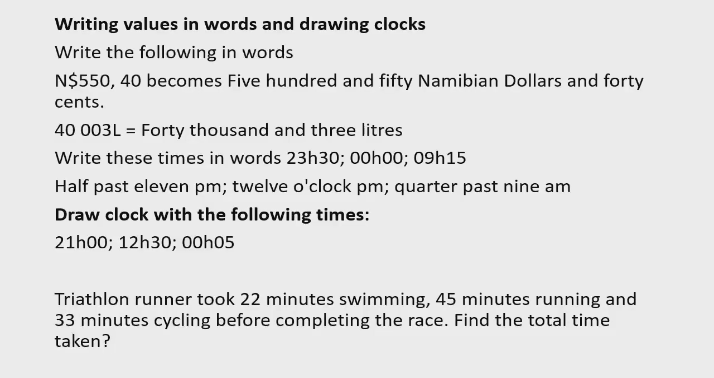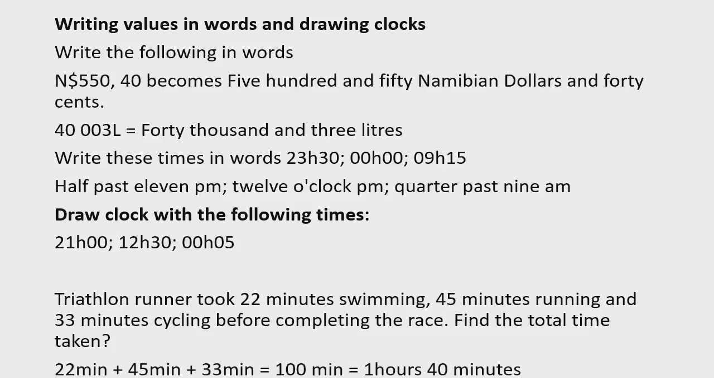Now, a triathlon runner took 22 minutes swimming, 45 minutes running, and 33 minutes cycling before completing the race. Find the total time. So what you need to do here is add all the values: 22 minutes, 45 minutes, 33 minutes. And then you have your answer. 22 plus 45 plus 33 is 100 minutes. Then you convert it to hours. That becomes 1 hour and 40 minutes.